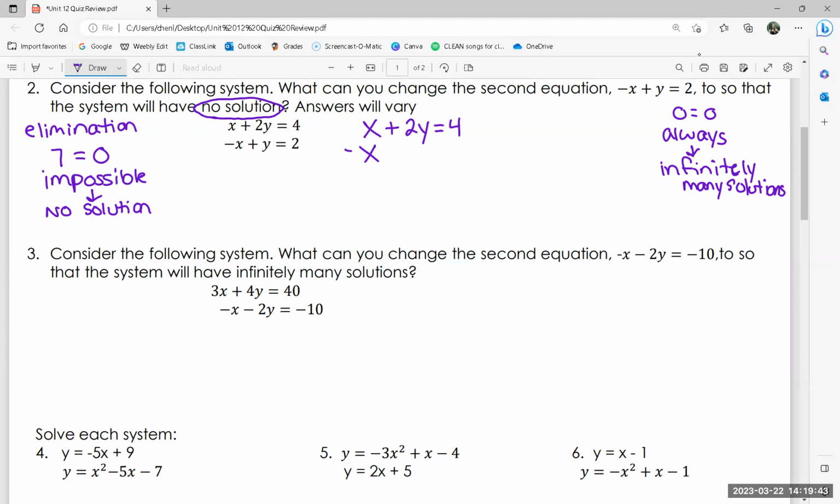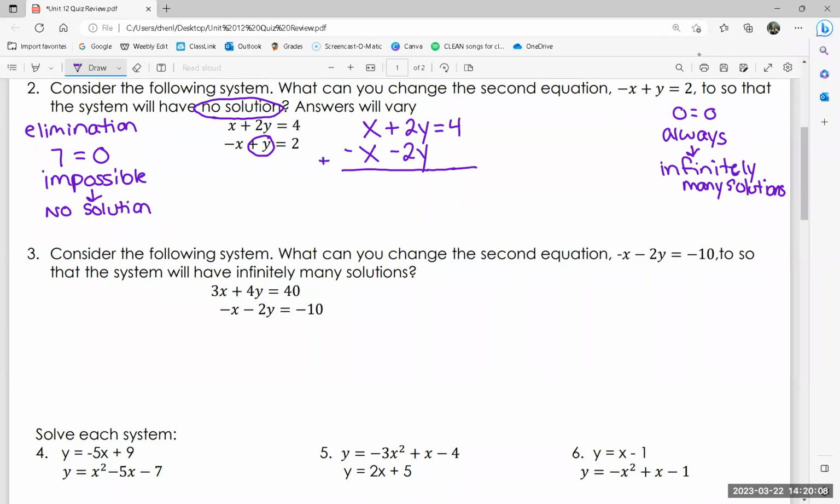However, if I were to add these together, 2y plus y, that would become 3y. So I would need to change it so that it is maybe a negative 2y. So let's make a note. I changed that plus y into a negative 2y. So now when I add these together, I purposely didn't finish that for a reason.